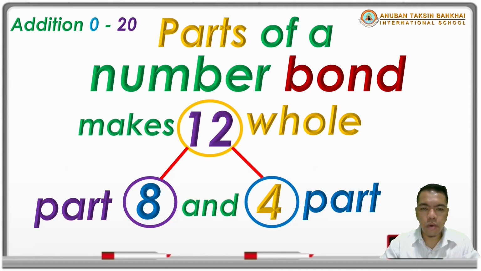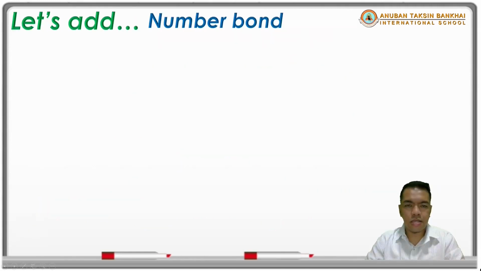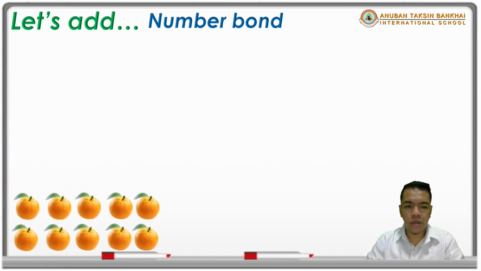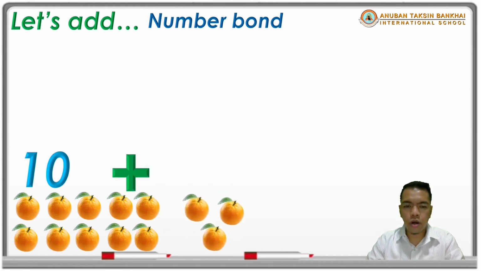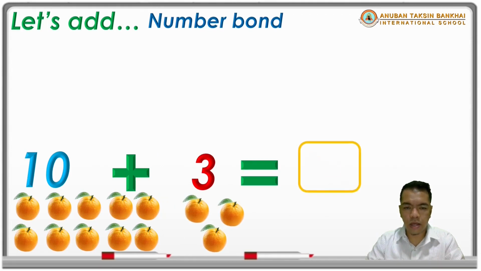We can use the number bond in addition. We just add the 2 parts to make the whole. Let's add using number bond method. We have here oranges. How many oranges do we have? Can you count? Okay, very good. We have 10 oranges. Then let's add 3 more oranges. 10 plus 3 is equal to blank.